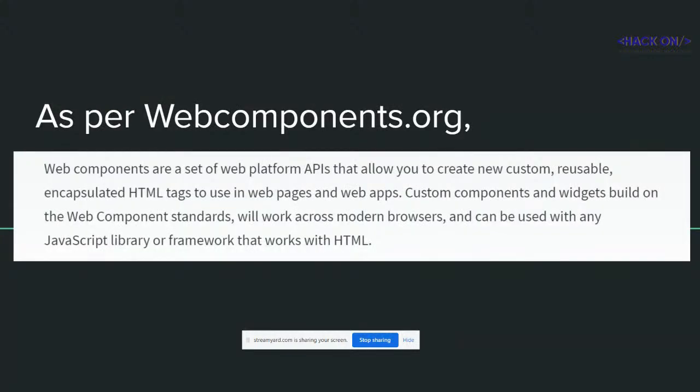Then we also need to have a look at the official definition of what web components are. So let's break this down. We'll read it line by line and then try to understand. So webcomponents.org says that there are a set of web platform APIs, which tells us that web components is not just a thing which cannot be broken down, but it's a set of web platform APIs. So it comprises some APIs that allow you to create new custom reusable.